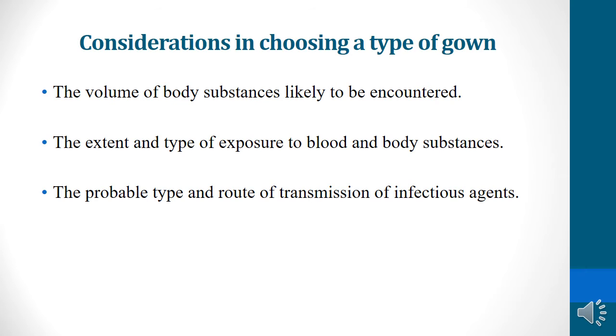What are the considerations in choosing the type of gown? First, the volume of the body. This means the size of the person who will wear the PPE. Second, the extent and type of exposure to blood and body substance. Third, the probable type and route of transmission of infectious agents.